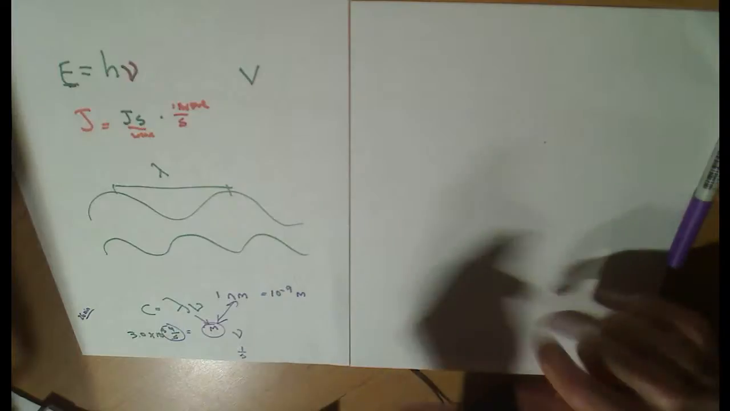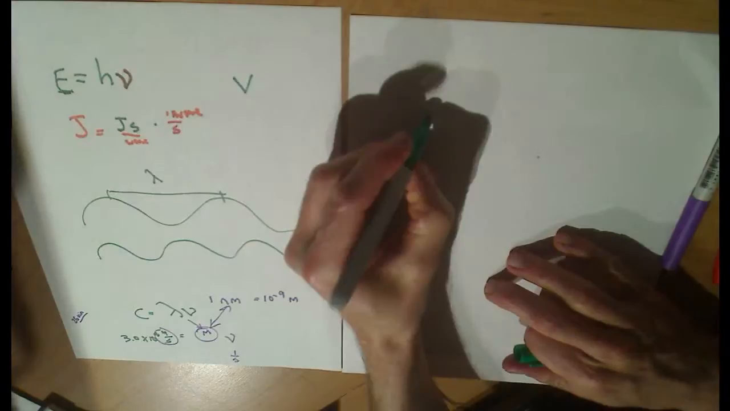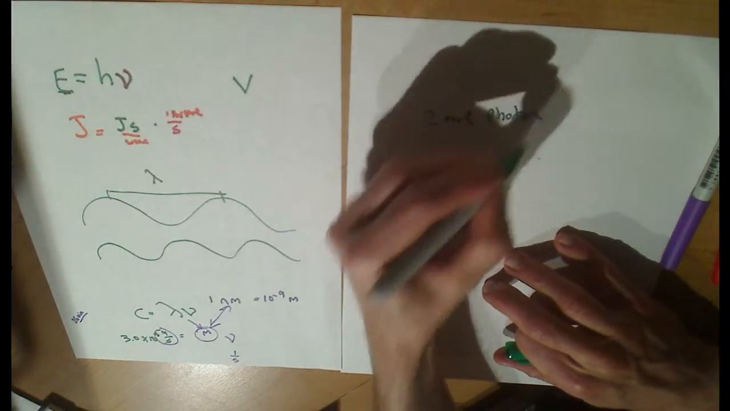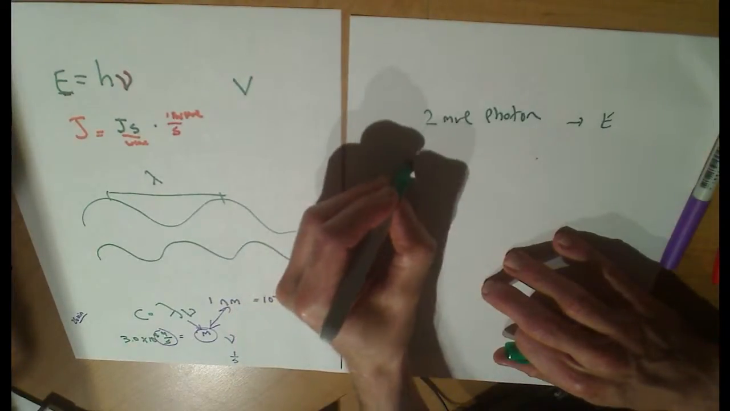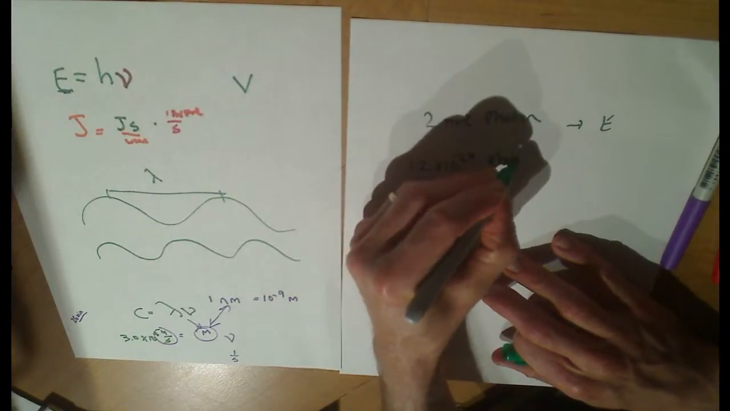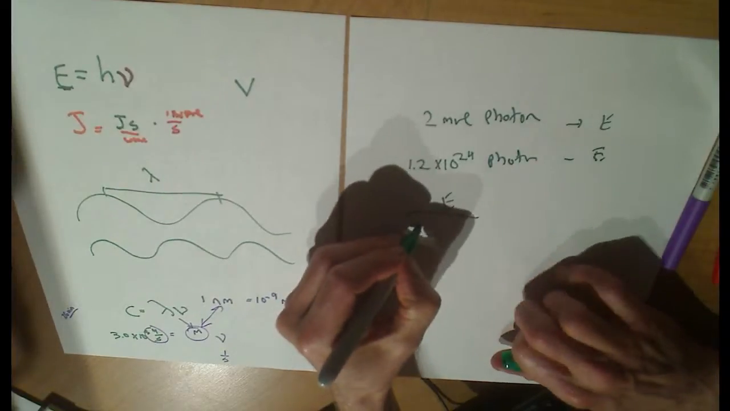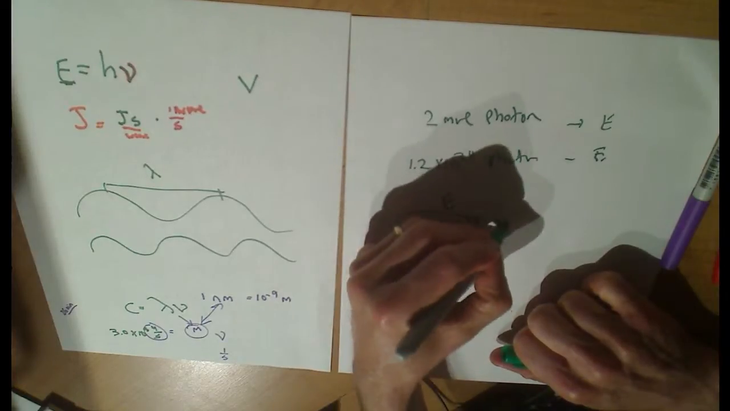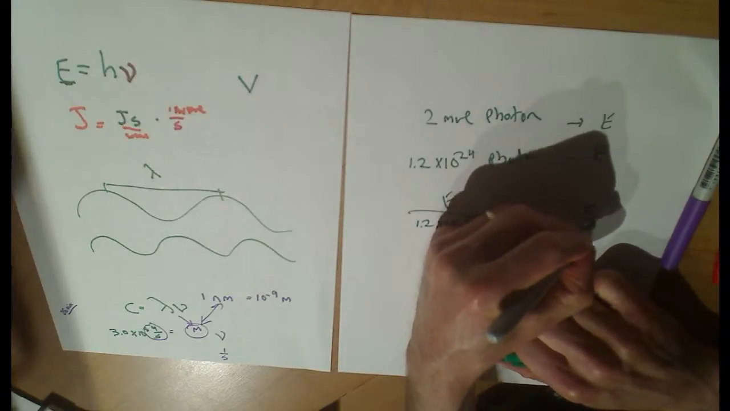So, yeah, if you were given that, say, 2 moles of photons produces blah energy, then that would be 1.2 times 10 to the 24th photons produces blah energy, and so to find the energy you divide by 1.2 times 10 to the 24th photons, or whatever, and that would give you energy per photon. Yeah, I would agree that that would be it.